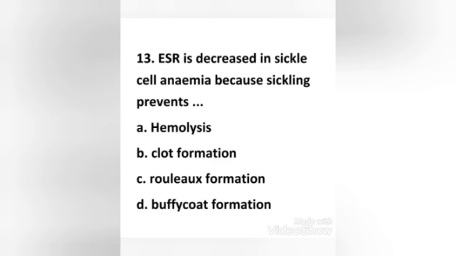Next question. ESR is decreased in sickle cell anemia because sickling prevents hemolysis, clot formation, rouleaux formation, buffy coat formation. Here the right answer is option C, rouleaux formation. Rouleaux formation is the linking of RBCs into chains resembling stacks of coins.